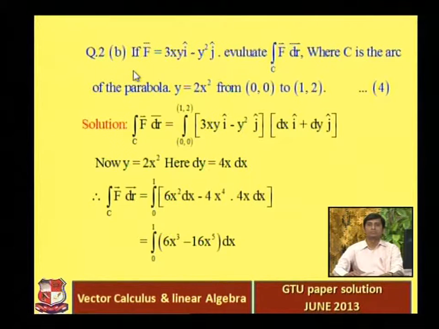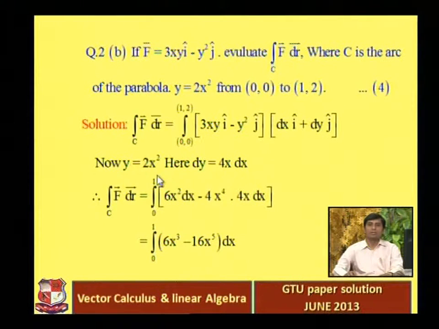Question 2b. If f bar is equal to 3xy i minus y square j, evaluate the integration of f dot dr, where C is the arc of the parabola y is equal to 2x square from (0,0) to (1,2). And this question was asked for 4 marks. Here is the solution. Integration of f dot dr is equal to integration from (0,0) to (1,2) of (3xy i minus y square j) dot (dx i plus dy j), right?